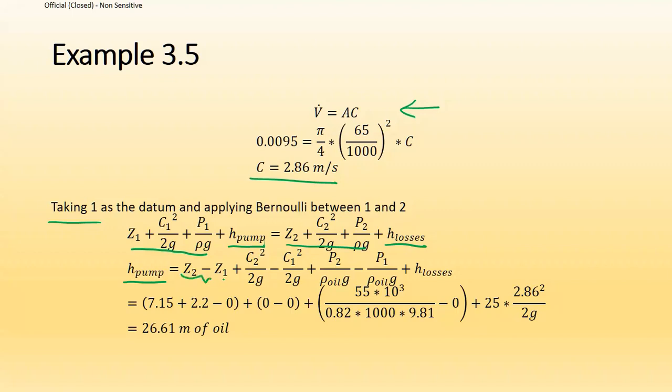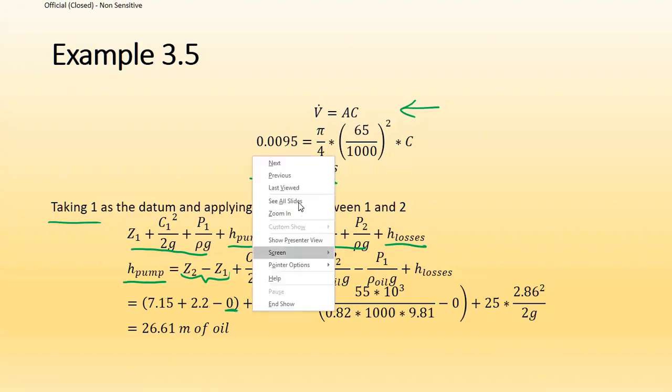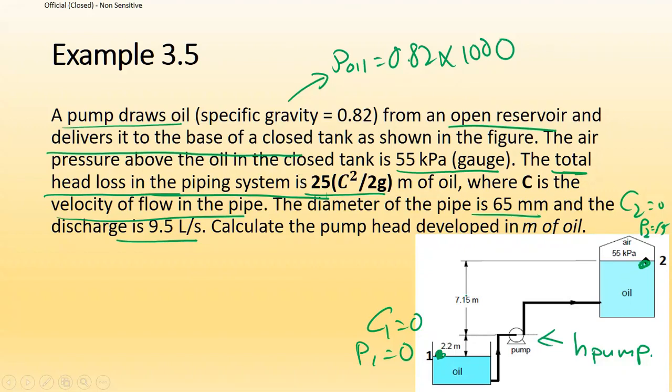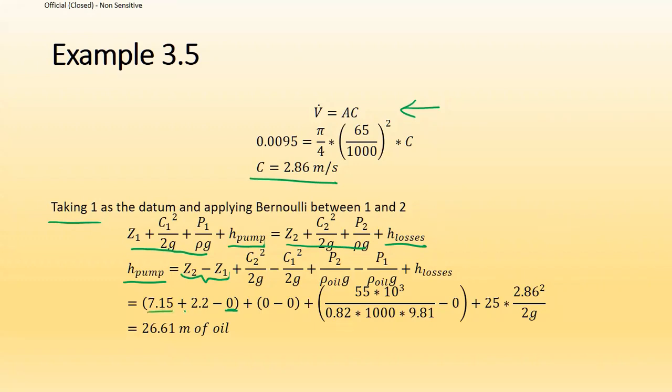First of all, Z2 minus Z1. Z1 is clearly 0. What is Z2? Z2 is the height from 1, so Z2 is 2.2 plus 7.15. What about C2 and C1? 0 and 0, because as I mentioned, they are on the surface of a tank. P2, we use the gauge pressure of 55 kilopascal, so remember to multiply by 10 to the power 3. P1 is 0. The losses are the full losses.